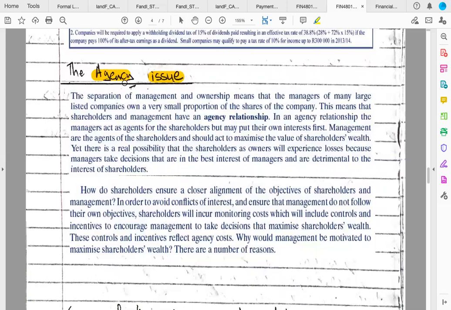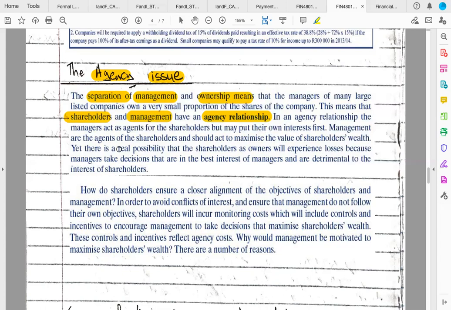The agency issue arises if there's a separation of the management and the ownership. So the separation of management and ownership, that means if you have different people managing the company and different people owning the company, it leads to what we call the agency relationship. That means that the owners of the company, who are the shareholders, and the management of the company have what we call an agency relationship.